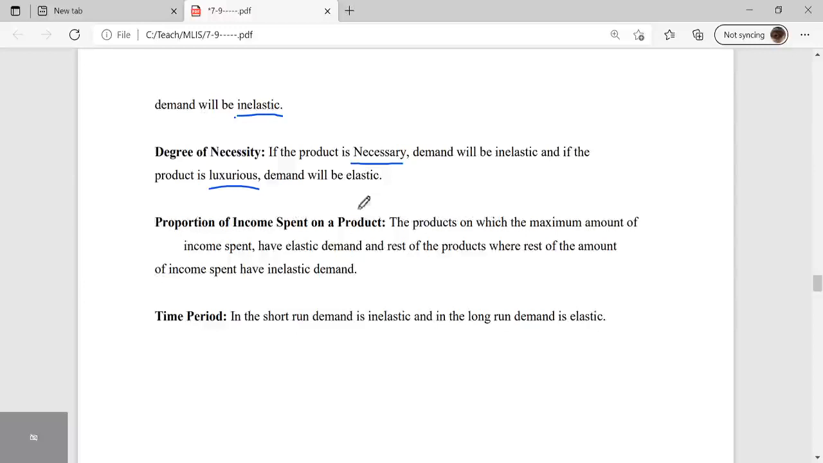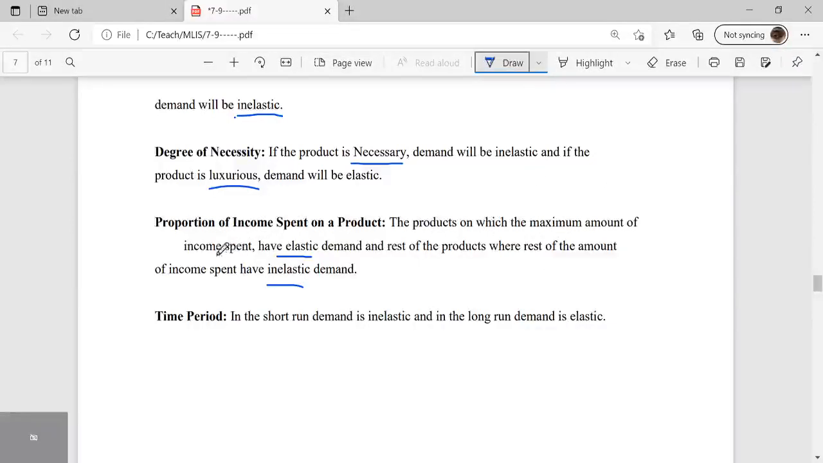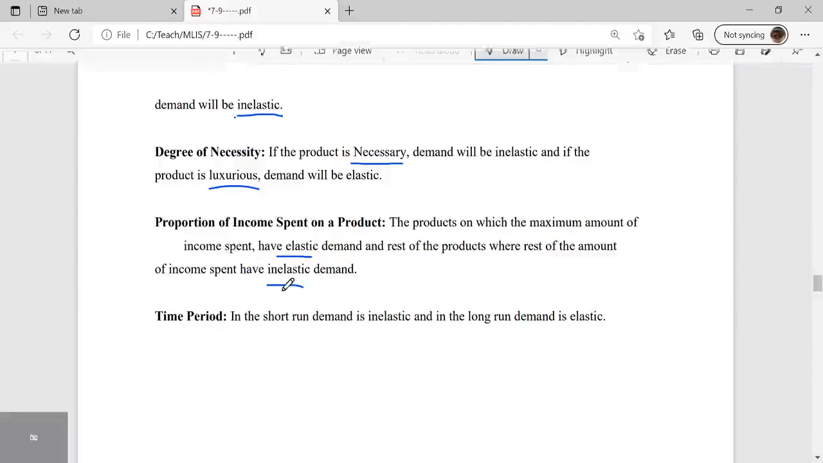Next, we have proportion of income spent on a product. When will it be elastic or inelastic? When you are spending a huge amount, on products on which the maximum amount of income is spent, in these cases it will be elastic. And if a very low amount is spent on a product, then it will be inelastic.